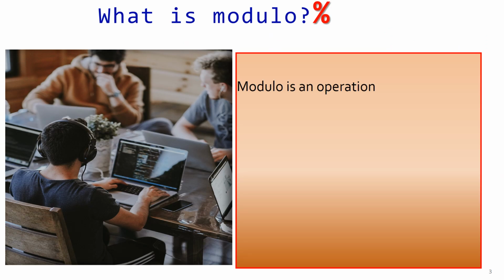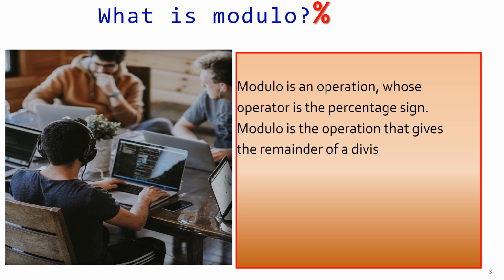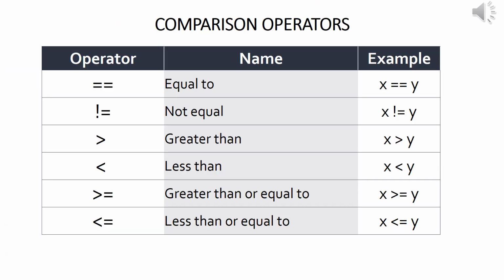Modulo is an operation whose operator is the percentage sign. Modulo is the operation that gives the remainder of a division of two values. For example, if we use the modulo operator to divide 10 by 3, we get 10 modulo 3 is equal to 1. You can use these operators to compare two values to return a true or false value.